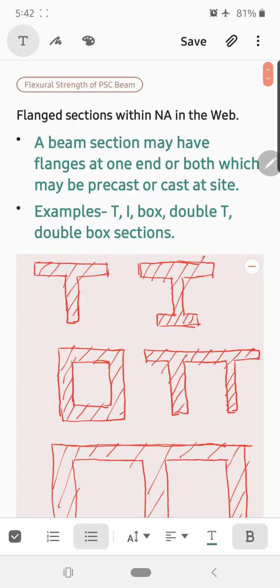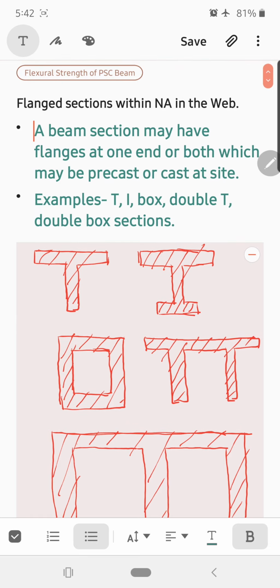Hello students, coming to the third video on flexural strength of PSC beams for flanged sections. In the last video we learned about flexural strength of PSC beams for rectangular sections as well as for T sections whose neutral axis was within the flange. Now in this video we'll see the flanged sections where the neutral axis lies within the web.